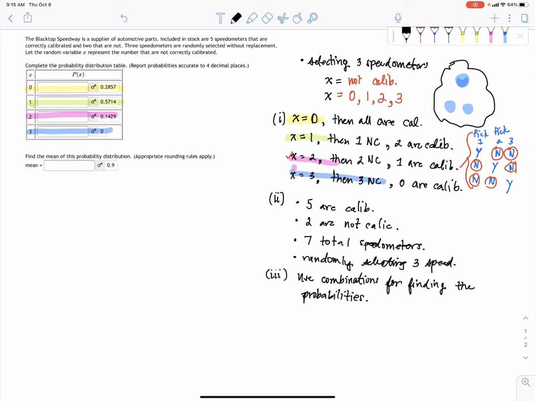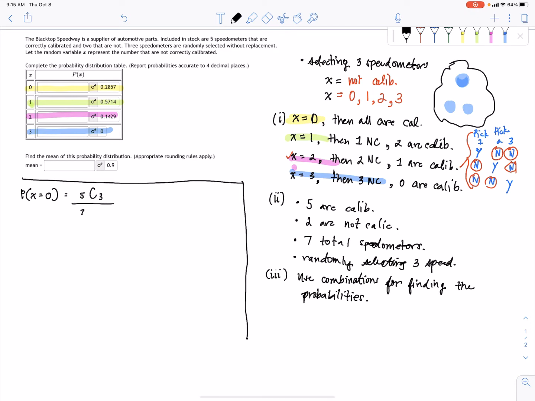Okay, and I think we're all set now. Let's go ahead and answer the questions. The first one, the probability for when x is equal to 0, that would mean, again, if we think about it over here, that they are all calibrated. And if they are all calibrated, that means I can have 5 choose 3 to pick from. I can pick 5 choose 3 that are all calibrated out of the 7 speedometers in the box that I'm picking 3 from.